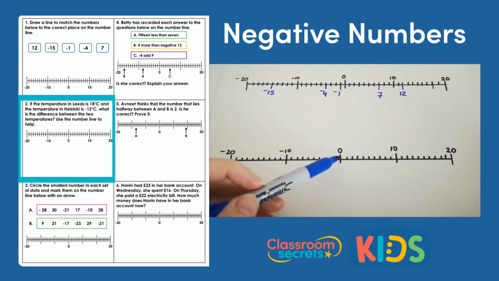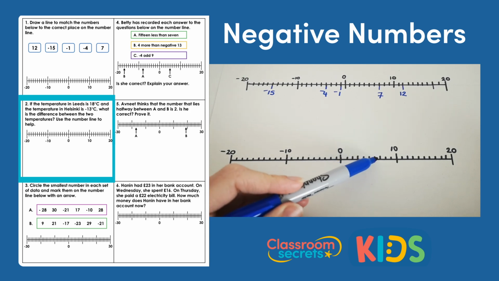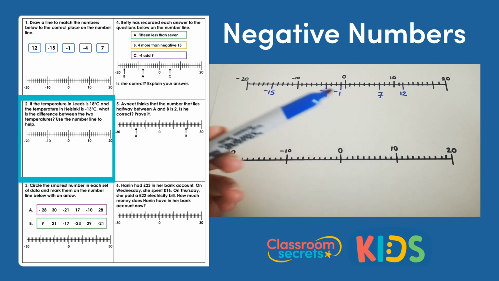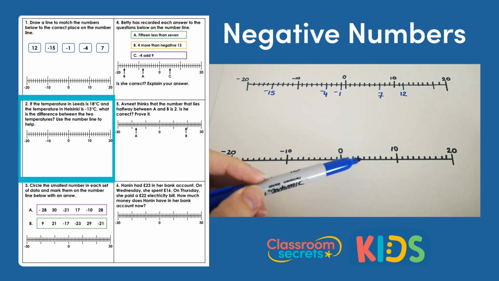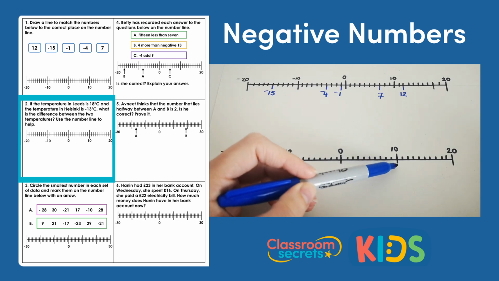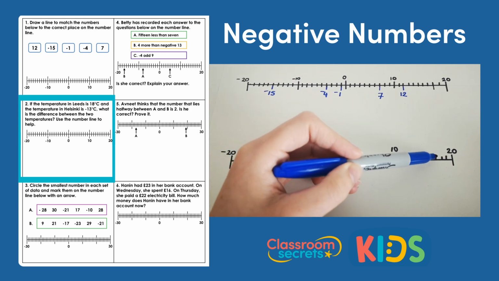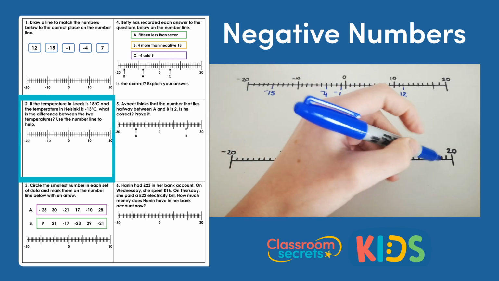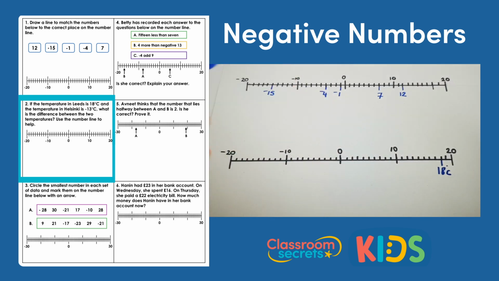So let's check. We've got 0 there, 1, 2, 3, 4, 5, 6, 7, 8, 9, 10. That's handy, the increments are all worth 1. So, 18 degrees, start at 10, and I'm going to go 1, 2, 3, 4, 5, 6, 7, 8, so that's 18. That is the temperature in Leeds.